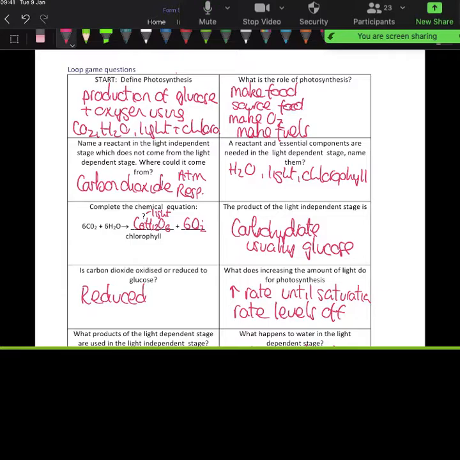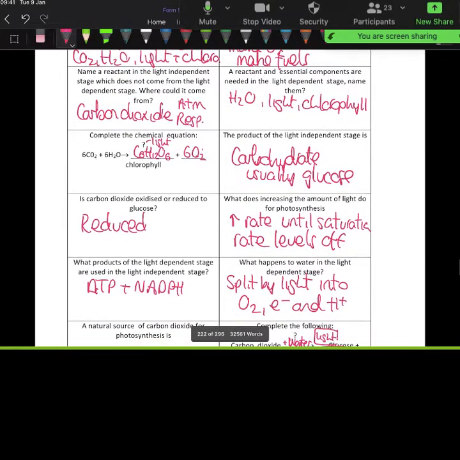So please bear in mind, in the question at higher level, they're never going to ask you for the word. It is always going to be the formula. They'll say something like a chemical equation or a balanced equation or a formula equation, and this is the thing they're looking for. Product of the light independent stage is carbohydrate, usually glucose. Carbon dioxide is reduced to glucose.